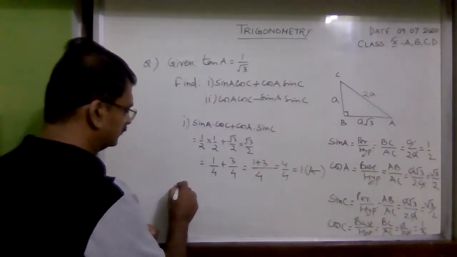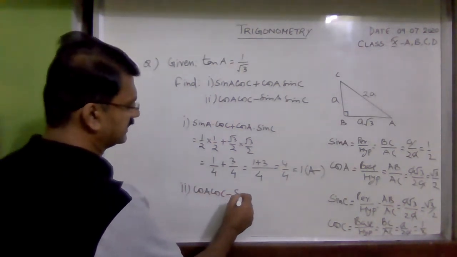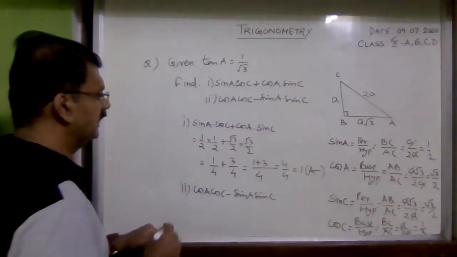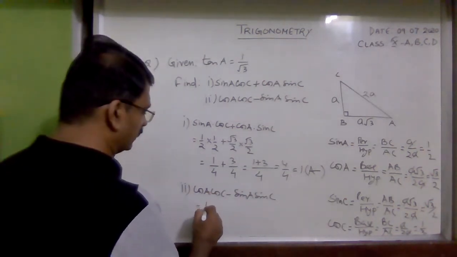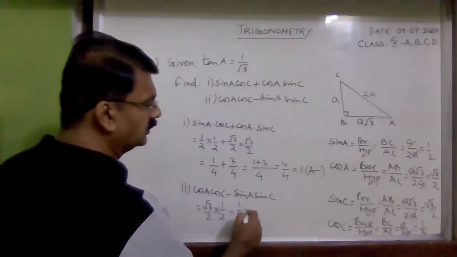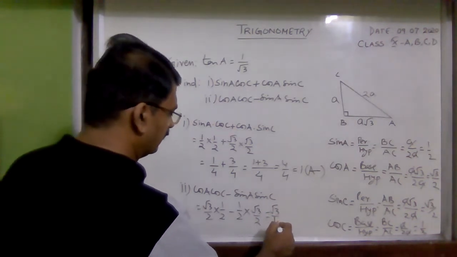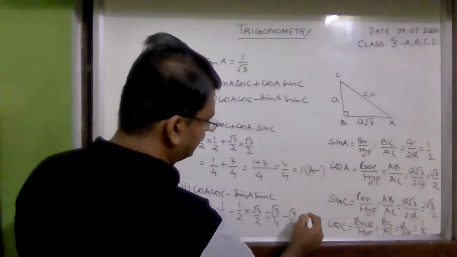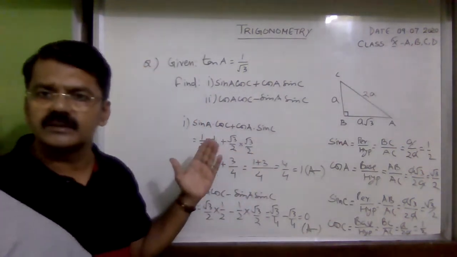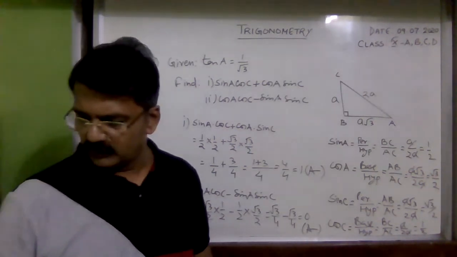Now the second part, cos A cos C minus sin A sin C. Once again you see, cos A is nothing but root 3 by 2. Cos C is 1 upon 2. Sin A is 1 upon 2. Sin C is root 3 upon 2. That means root 3 by 4 minus root 3 by 4, and that is nothing but 0. So the answer to the second part is 0. Answer to the first part is 1 and answer to the second part is 0. Clear? So we will move on to the next question.